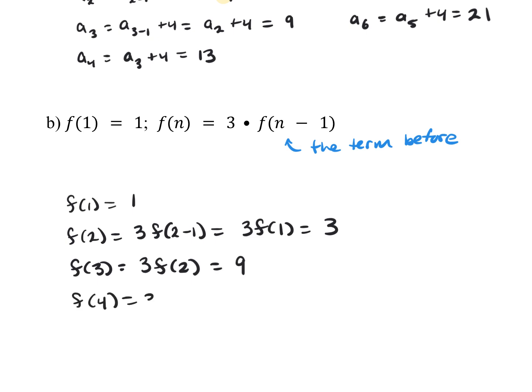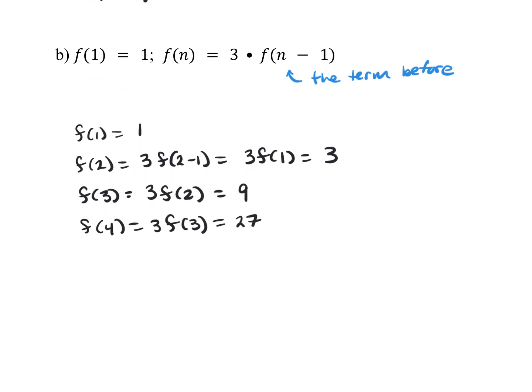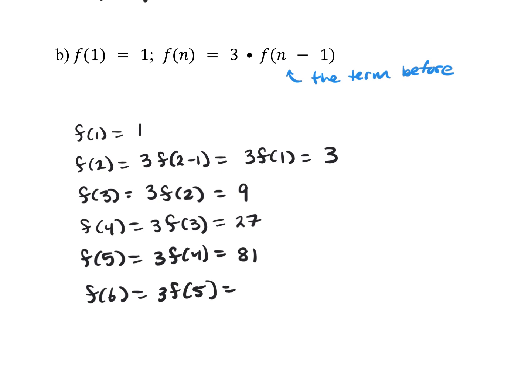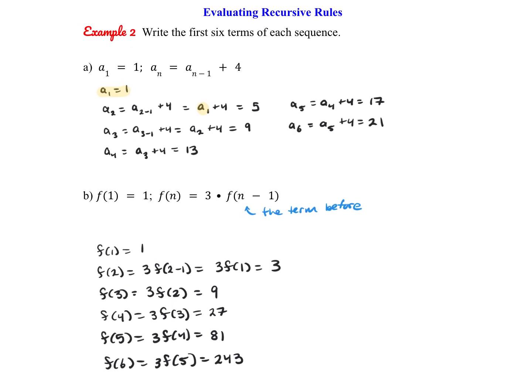For f of 4, I'm going to do 3 times the term before, which is f of 3, which was here. I'm going to multiply that by 3, and I get 27. For f of 5, I'm going to do 3 times f of 4. So I'm going to do 27 times 3, and I get 81. And for f of 6, 3 times the term before it, which was f of 5, and I get 243. So there are my first 6 terms. So that's how you can evaluate a recursive rule.